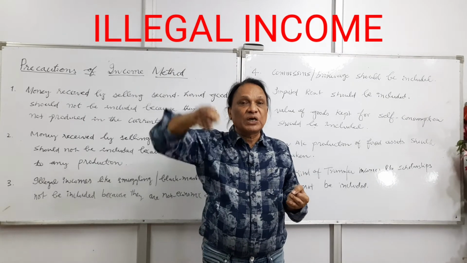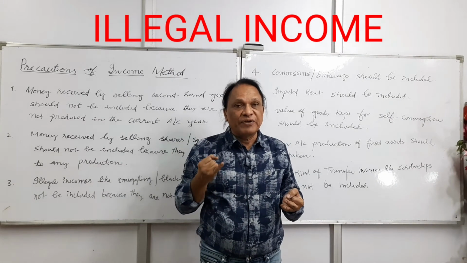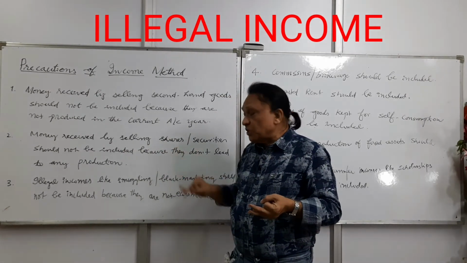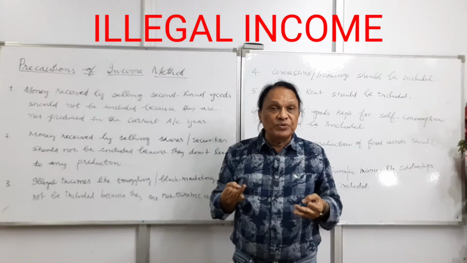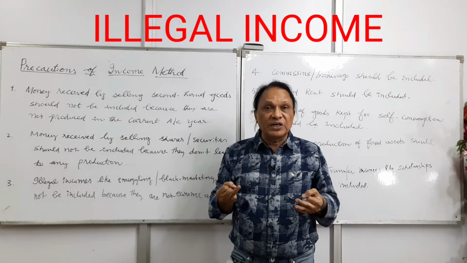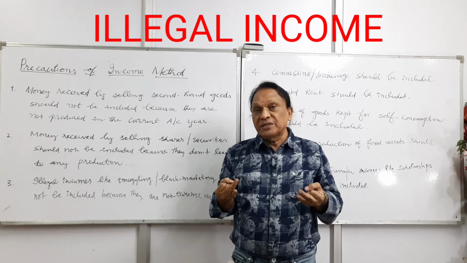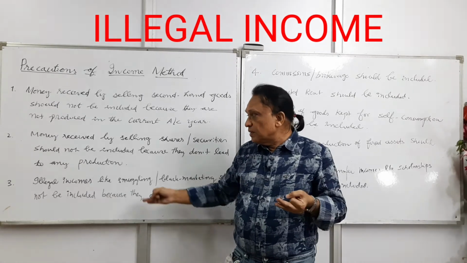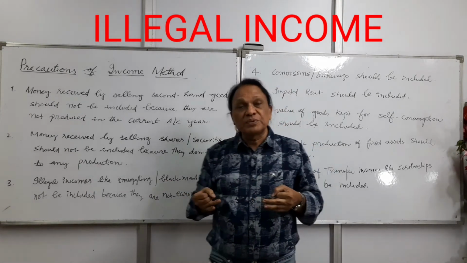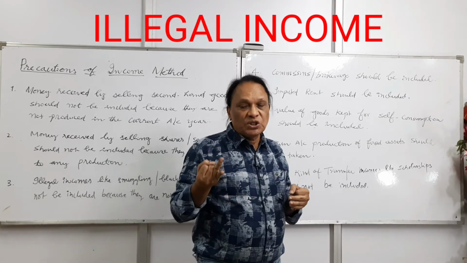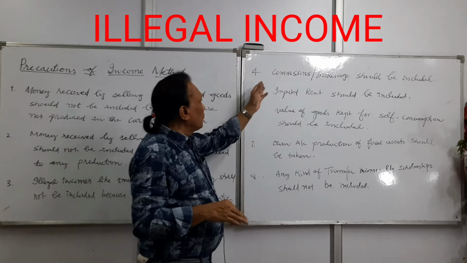Their value was accounted for or taken in the year they were manufactured. Number 2, money received by selling shares, bonds, debentures should not be included because they are mere financial transactions. Only the ownership of the shares has taken place, no production. And the last one here, illegal incomes should not be included because they are non-economic activities and no production is taking place. These 3. Now we come to the 4th one.